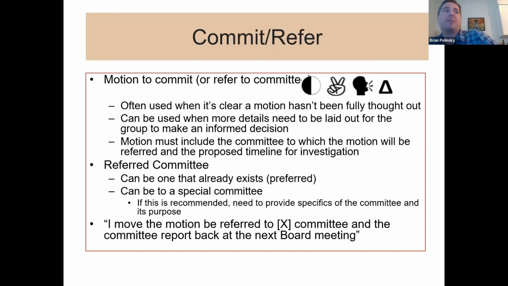The referred committee can be one that already exists. That's the preferred option. And it can also be referred to a special committee that's created just for this circumstance. But if that is the recommendation, then the motion needs to provide specifics of the committee and its purpose. So usually better to refer it to a committee that is already in existence. Otherwise, you may have to spend some time debating and determining the parameters of the special committee. So this would be done in just an example on the final bullet point. I move the motion be referred to X committee and the committee report back at the next board meeting.